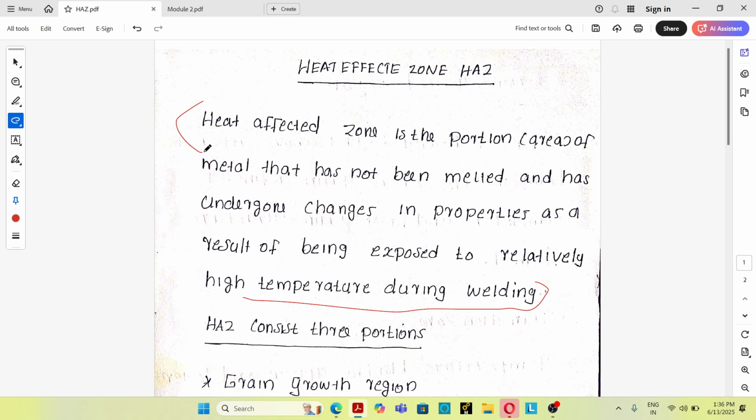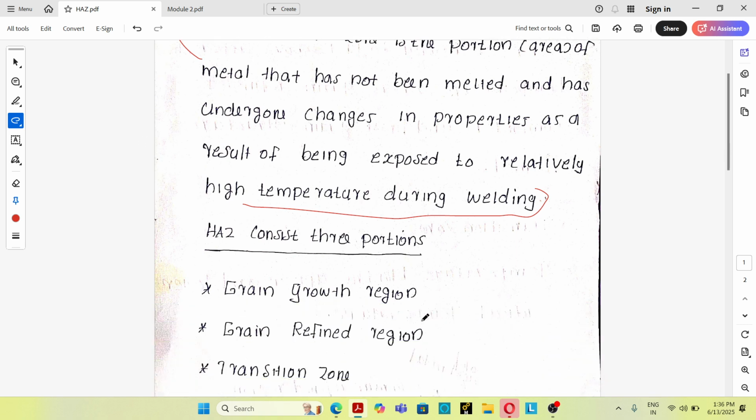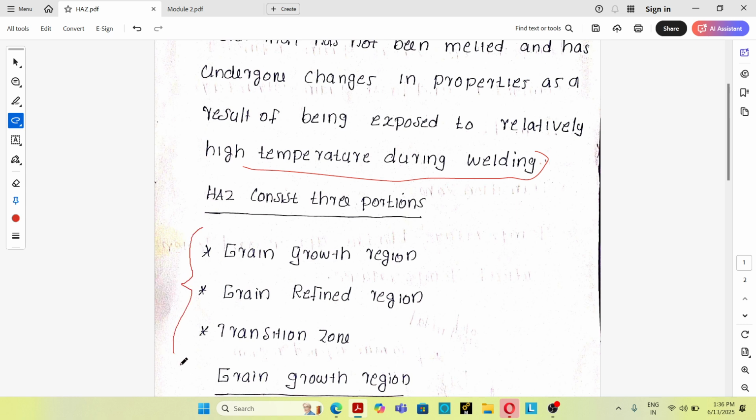How will it be affected? The microstructural change will be happening at that portion by heating and cooling below melting point. Below melting point, that portion will get heated. See, this HAZ consists of three portions. First one, grain growth region. Second one, grain refined region. And third one, transition zone. So these are the three zones in HAZ.